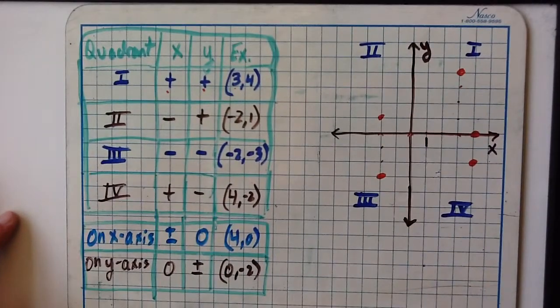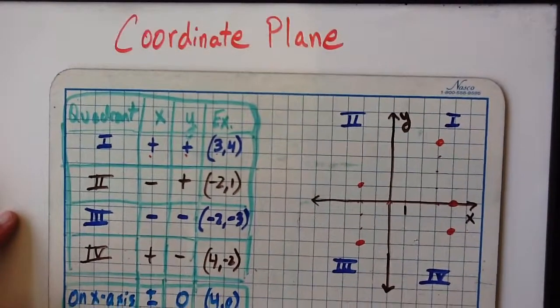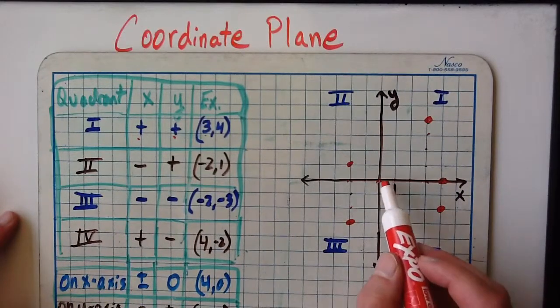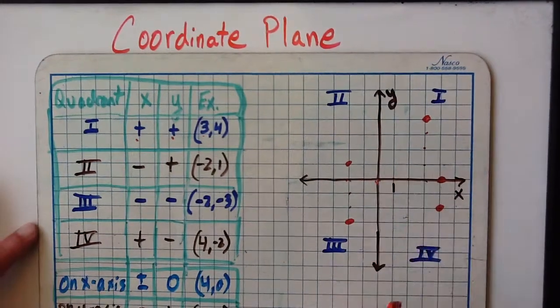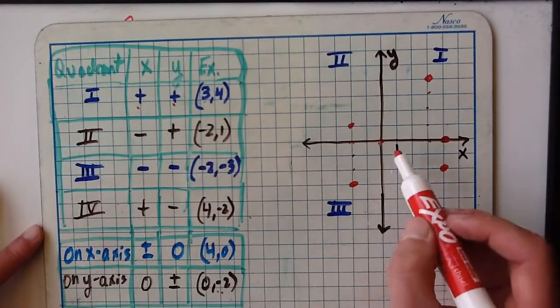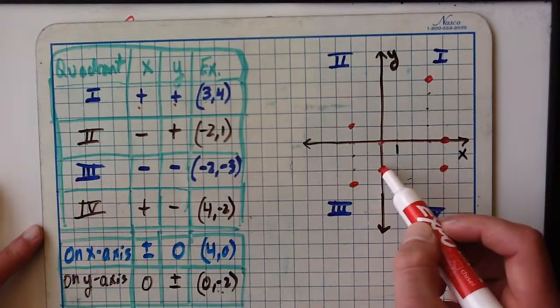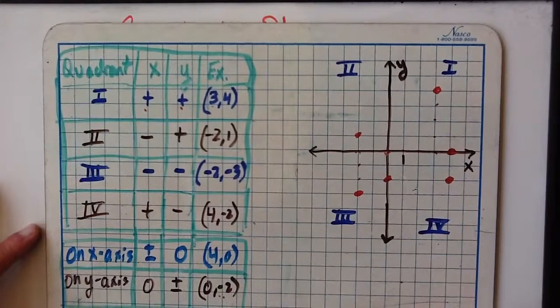Finally, what does a point on the y-axis look like? Well, the x-coordinate will be 0, and the y-coordinate will either be positive or negative, like in the point 0, negative 2. So if I start from the origin and go left or right 0, well, I'm still at the origin. And then since it's 0, negative 2, I have to go down 2, and there I am on the y-axis.